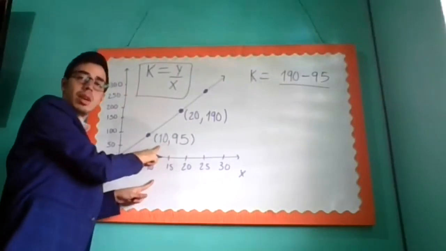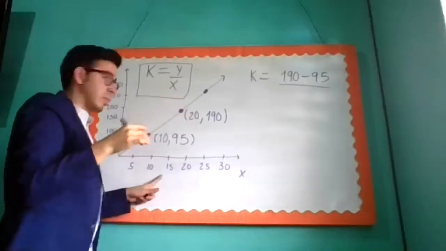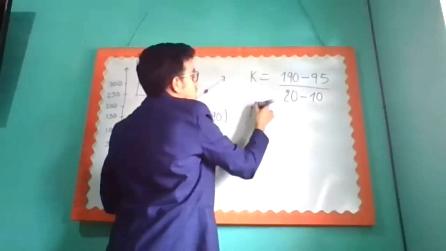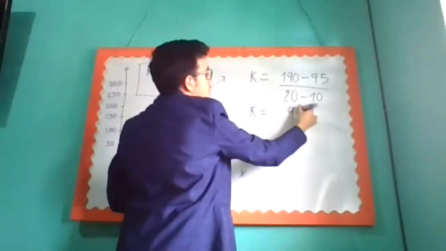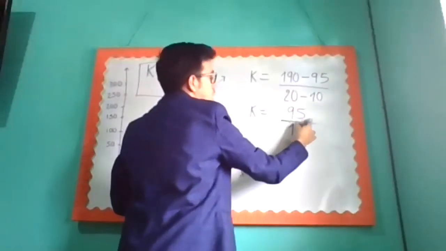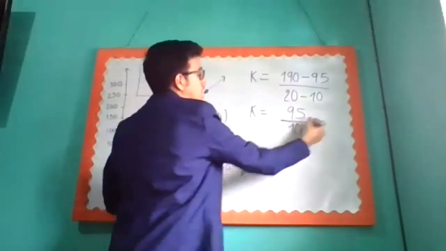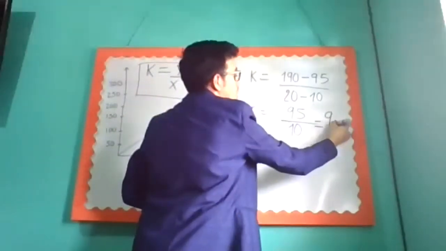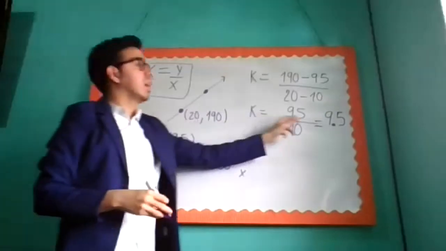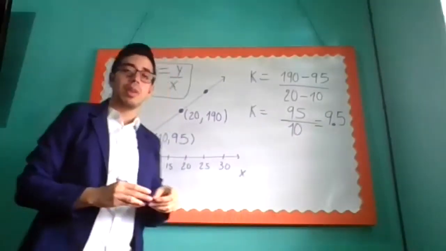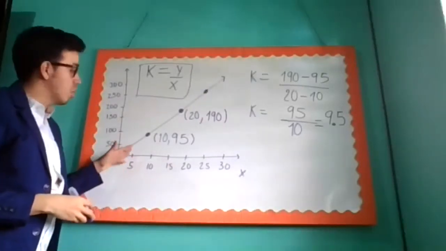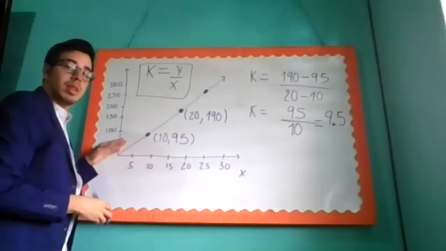This is the value for the x. Now, remember, x is on the bottom. 20 minus 10. k is 95: you subtract 190 minus 95 is 95, and 20 minus 10 is 10. So k is 9.5. This is the value for k. This is the constant of proportionality for this graph. This graph shows you a proportional relationship.